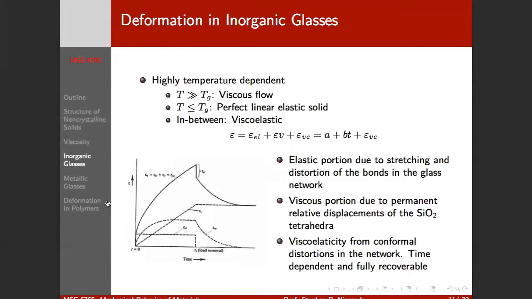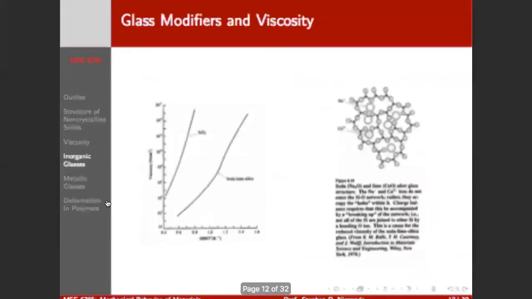And the viscoelasticity is sort of conformal distortions in the network that are time dependent, and if we assume a linear viscoelasticity, it's perfectly recoverable, right? Not all viscoelasticity is completely recoverable, but for linear viscoelastic materials, we say that it is.